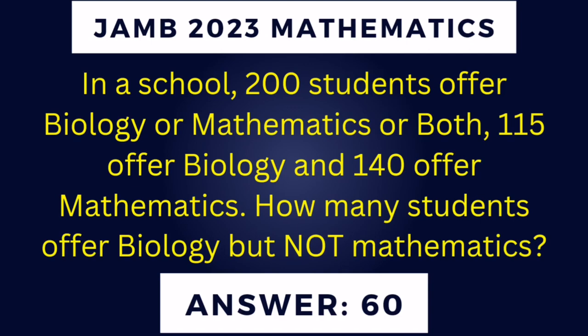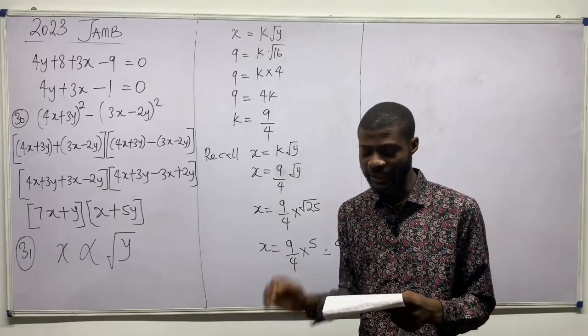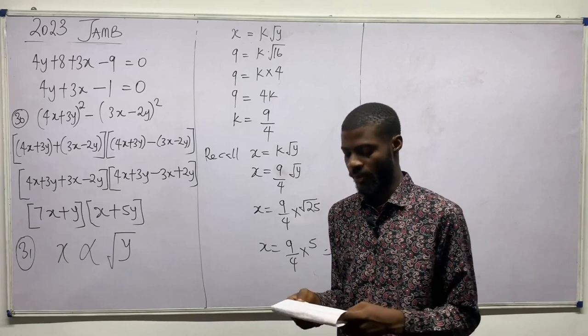Question number 32. In a school, 200 students offer biology or mathematics or both. 115 offer biology. 140 offer mathematics. How many students offer biology but not mathematics? In other terms, it means how many students offer biology only and not mathematics.